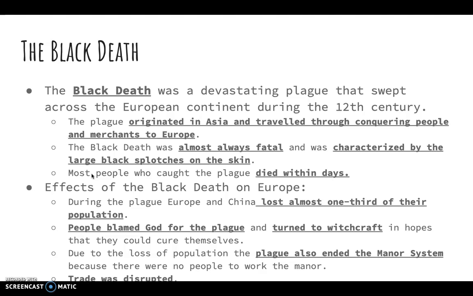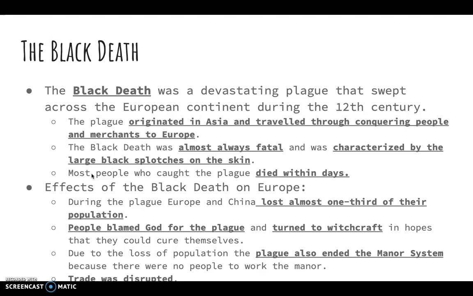Again, because medieval Europe had been really, really religious, people start to blame God. That's the only person they know to blame for this plague. They start turning to witchcraft, trying to solve these problems for themselves, which leads again to this humanistic ideology in the Renaissance that we'll talk about a little bit later.